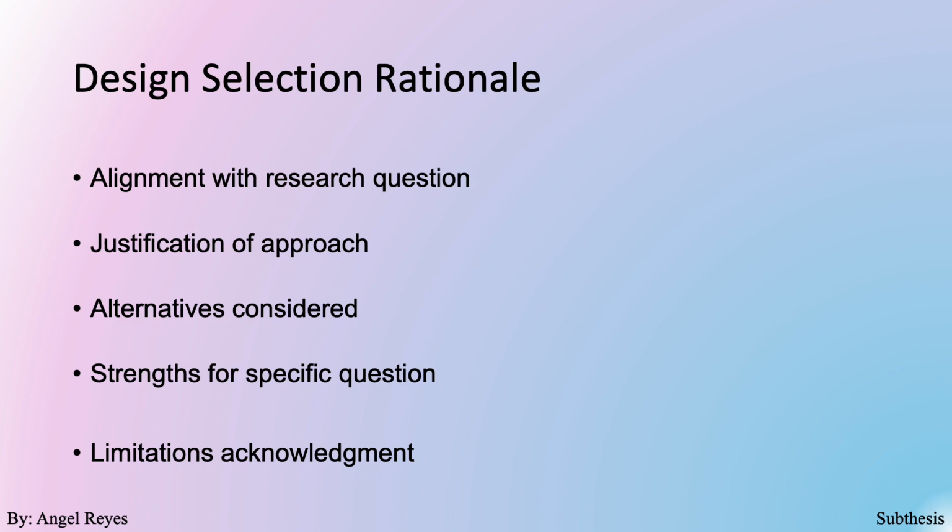For example, a qualitative approach for depth and context, or a quantitative survey for generalizability. Be transparent about potential limitations, such as feasibility constraints or sampling challenges, and explain how you will address them.